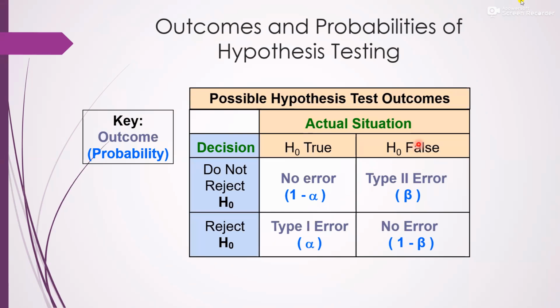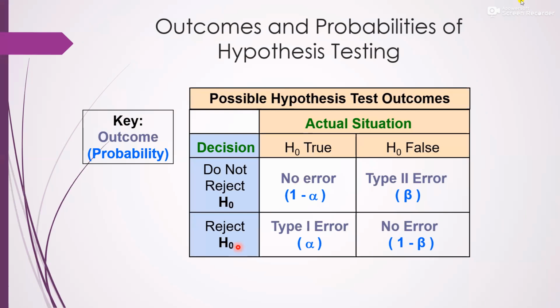Actual situation, H naught is false, and based on the sample, H naught is rejected. It's false and it's rejected, so there is no error. Then the probability is 1 minus beta. If our decision is H naught is not rejected and H naught is true, no error.